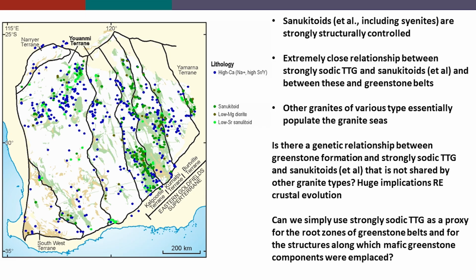And the relationship with the high calcium granites is to the extent that those regions in the Youanmi terrane where we get very, very few high calcium granites, you can start speculating about where we might sit in terms of the structural level. Are we in fact in the root zones of recently eroded greenstones, along the structures along which a lot of the mafic volumes that fill the greenstone belts were intruded?